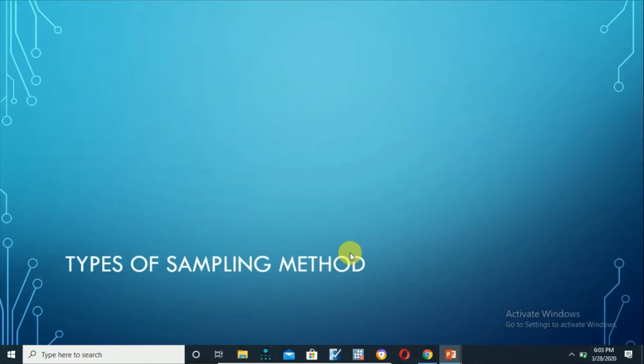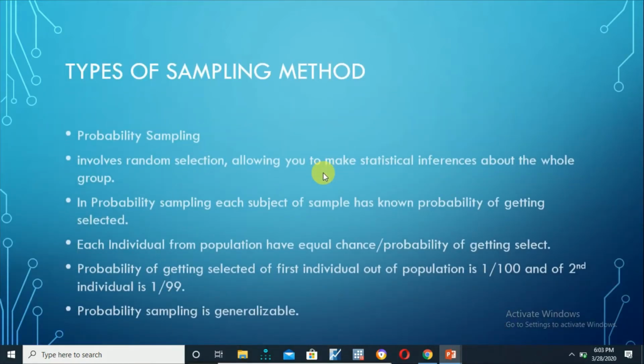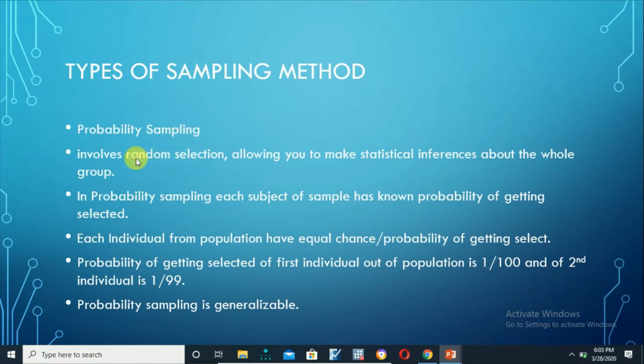Sampling methods. Types of sampling methods. Probability sampling. Probability sampling involves random selection. It allows you to make a statistical inference about the whole group. In probability sampling, each subject of the sample has a known probability of getting selected. Each individual from the population has an equal chance or probability of getting selected. For example, the probability of the first individual out of the population being selected is 1 out of 100 and of the second individual is 1 out of 99. Probability sampling is always generalizable.